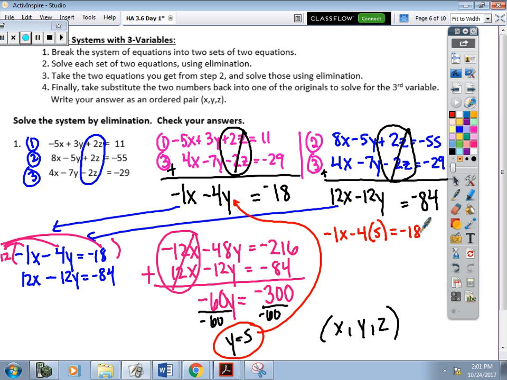So negative 1x minus 4 times 5 equals negative 18. Add 20 to both sides. Make sure you do divide by a negative 1, and we will get x is negative 2. Now we have 2/3 of the answer. How do you think I find the last variable, z?